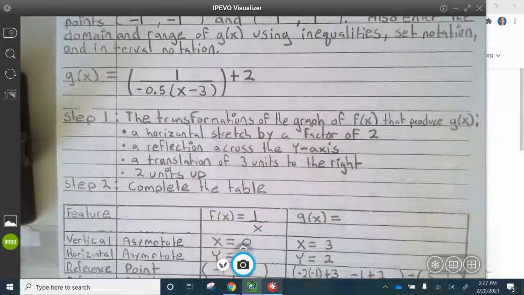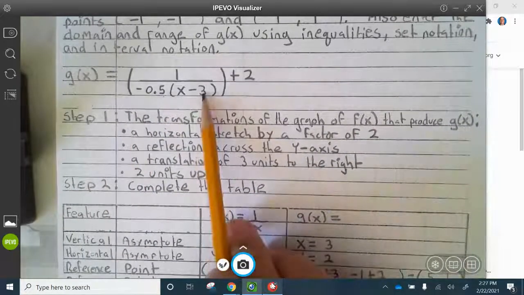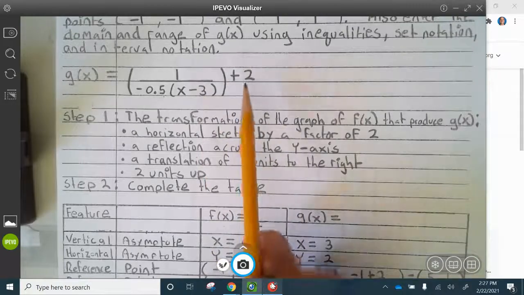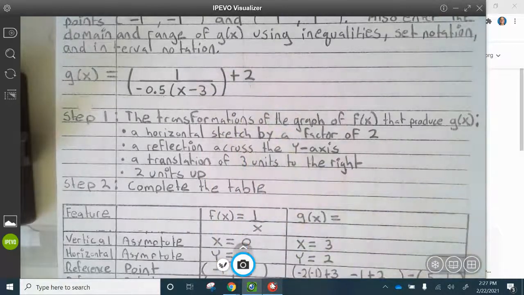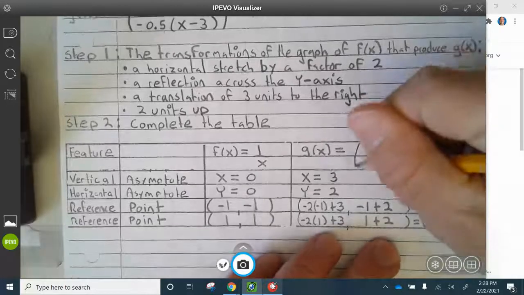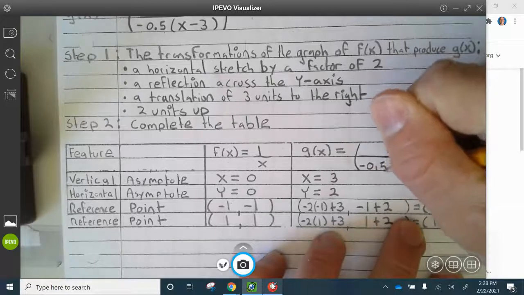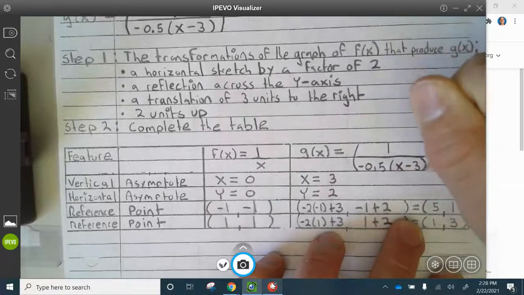Okay. When f of x equals 1 divided by x, the asymptotes are x equals 0, y equals 0, and the reference points are -1, -1, 1, 1. When g of x equals parentheses 1 divided by -0.5 parentheses x minus 3 plus 2, x equals 3 because of that right there. That's 3 minus 3 gives you 0, and y equals 2 because of that right there. Don't worry if you don't understand the algebraic part of getting the reference points. I'll show you how to get them in the table in a second. Okay. All right, finish up step 2.